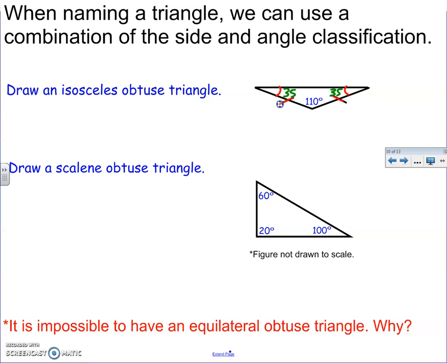Now, it is impossible to have an equilateral obtuse triangle. Again, equilateral means all sides are the same, all angles are the same. If we need obtuse, can we have 3 obtuse angles? No, that's more than 180.